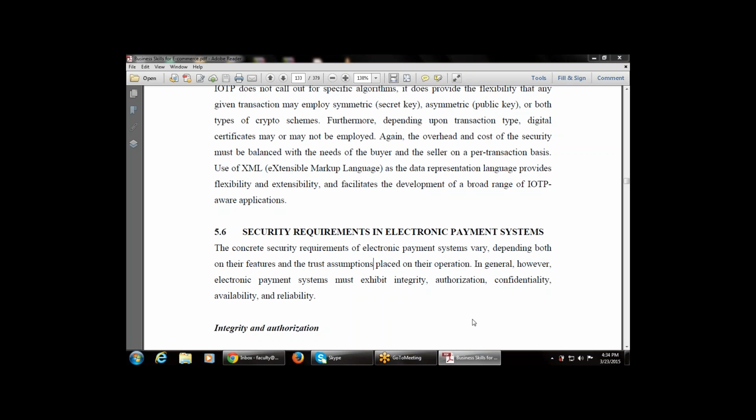Today I'm going to continue with the same module, that is business skills for e-commerce, and the same chapter, that is chapter number 5, e-payment system. That is, what are the payment procedures when we do the payment online. So what are the different modes of payment that we use in the online system, that is the e-payment system.